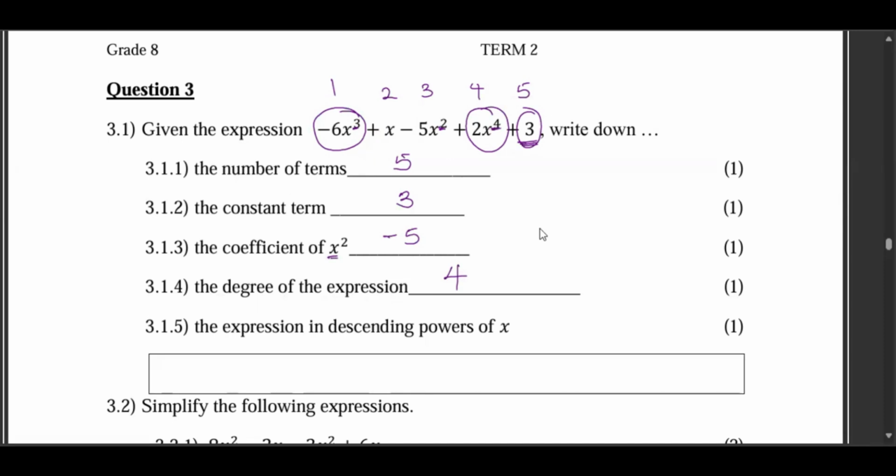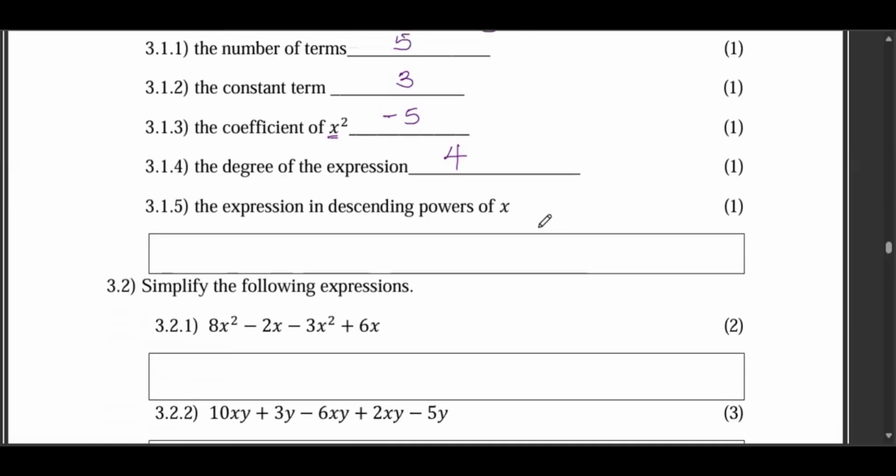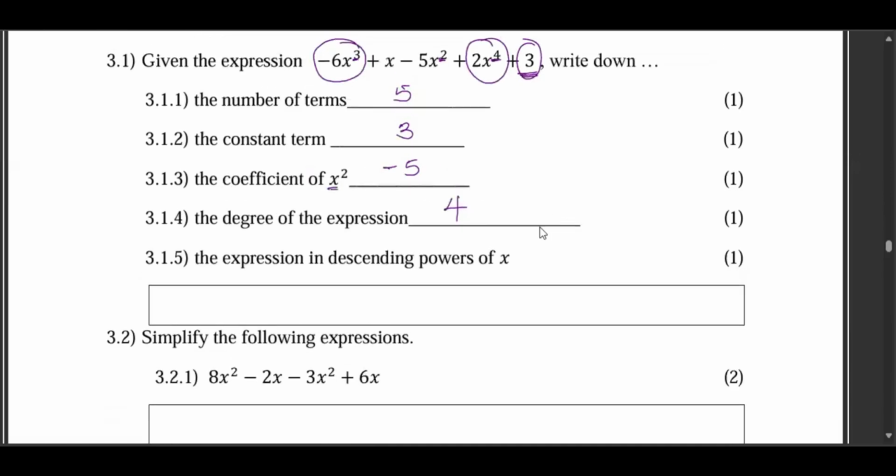Then, in the expression, write down the expression in descending powers of x. Descending, big to small. So we shall start with 2x to the power 4 minus 6x to the power 3 minus 5x squared plus x and with the constant.